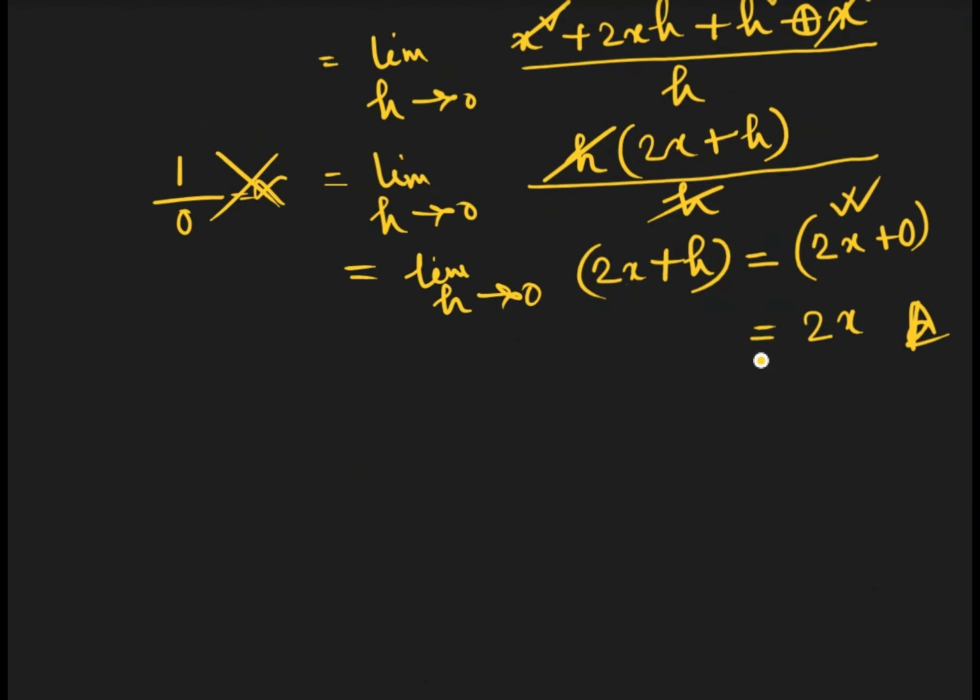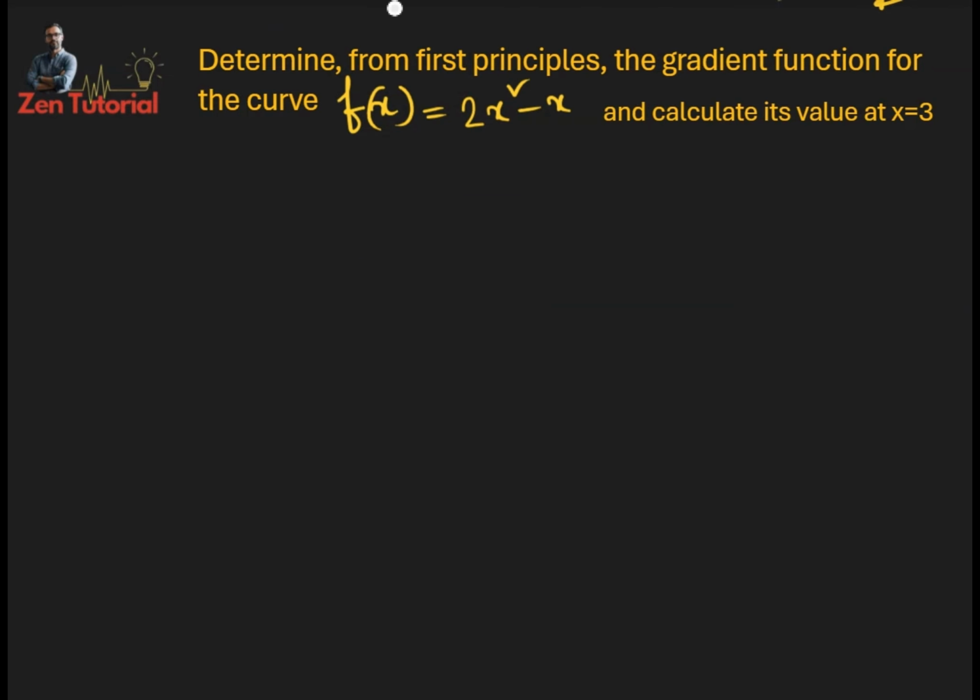So the final answer will be 2x. So this is the answer for x square. This problem: determine, from first principles, the gradient function for the curve. So this is the function, and obviously this function belongs to a curve, and for x equals 3, we have to evaluate the value as well. So let's find the value by using the first principle.